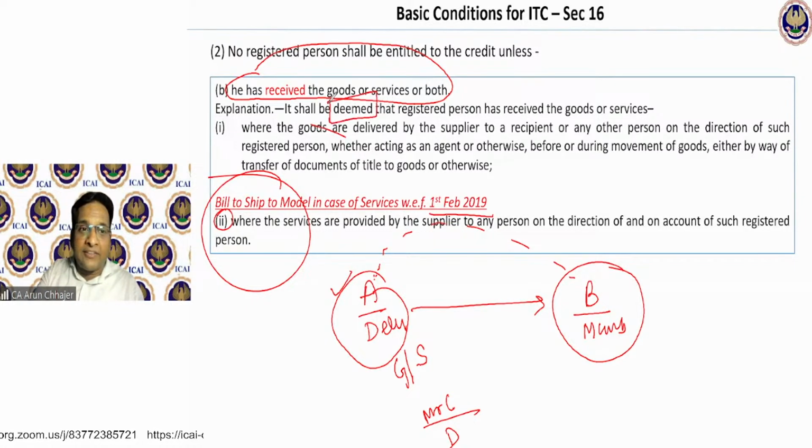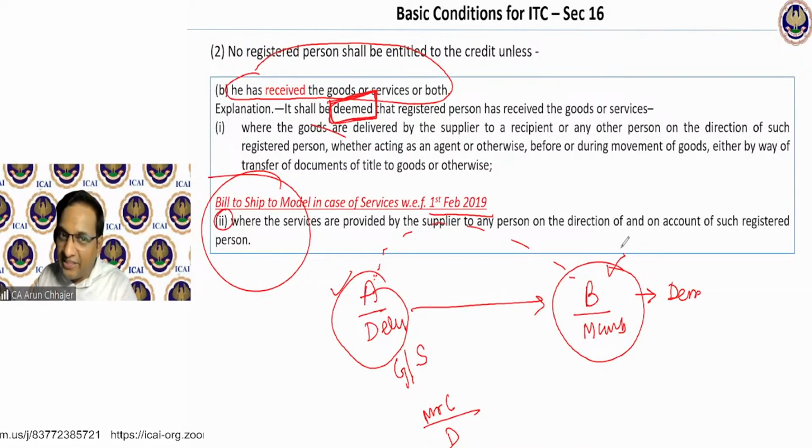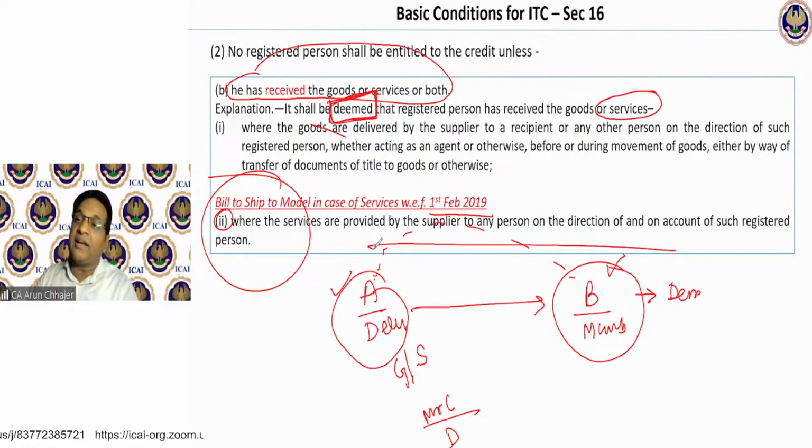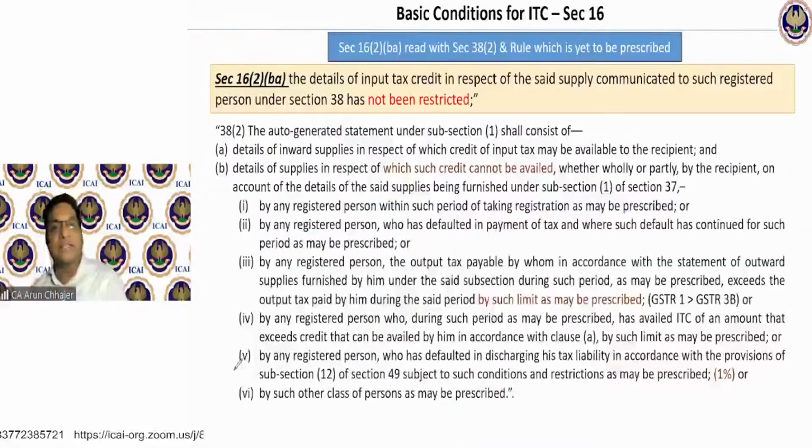Therefore, my dear friend, the word deemed is added in the law. By deeming provision, it has been created. We are saying that it will be deemed that Mr. B, who has given the instruction, has received the goods as well as services. This would be the indirect way to identify whether bill to ship to model is possible in case of services or not. Let me move further.